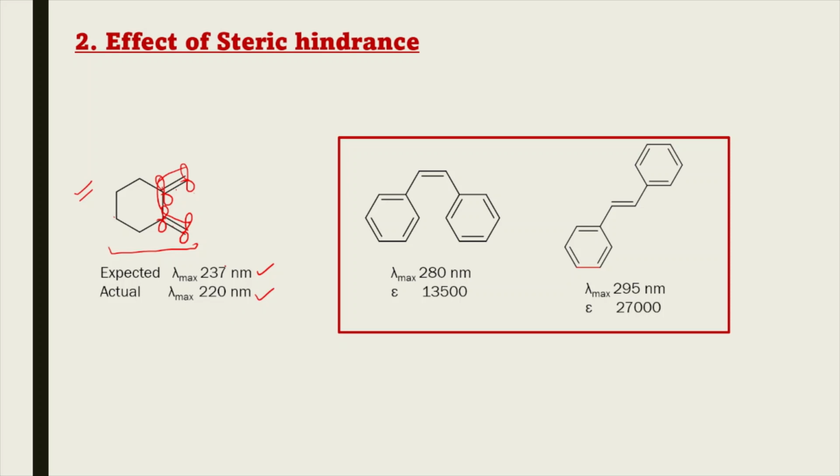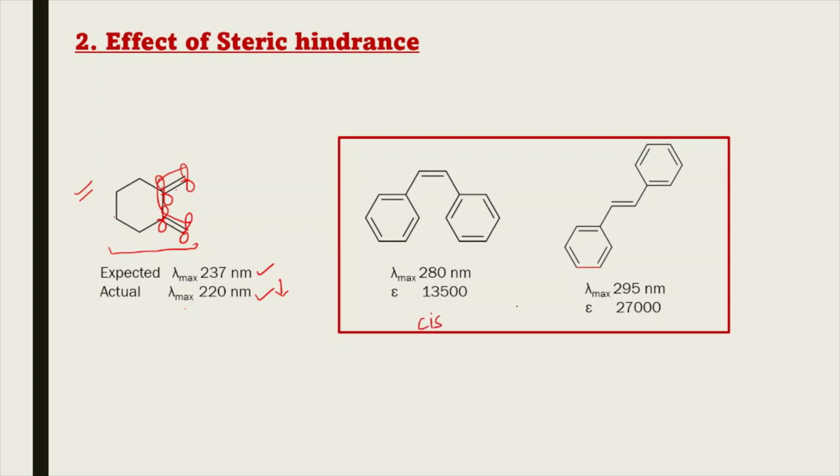That is because of the steric crowding of these two double bonds, which makes the conjugation less effective, and that's why the lambda max value decreases. Now let us see the second example of stilbene.